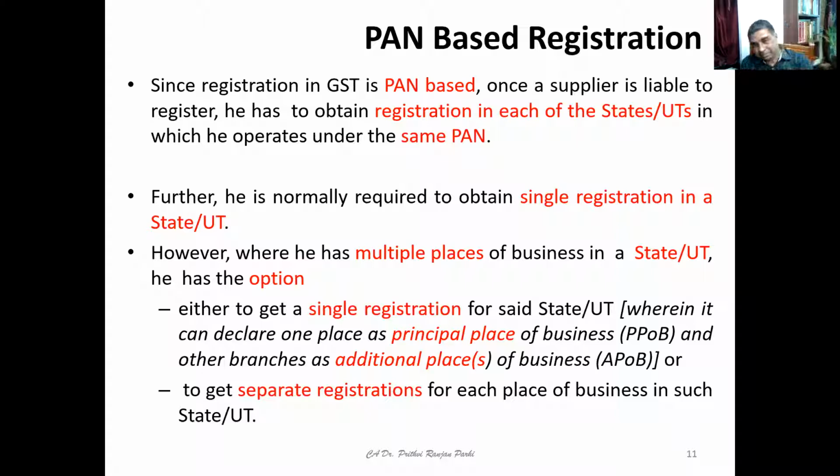So he is normally required to obtain a single registration in a state or union territory. However, if he is having multiple places of business in a state or union territory, then he has an option. Now understand, this is the complexity I wanted to add. Either he can get a single registration of the said state or union territory, where he can declare one place as the principal place of business and the other places as additional places of business. Or he can get separate registration in respect of each place of business in such state or union territory. Did you understand?